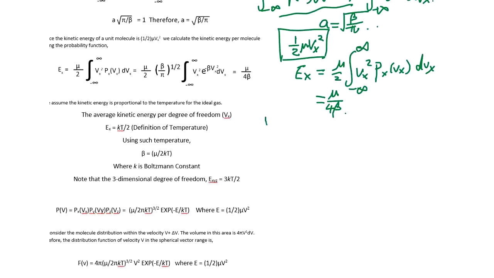And if you do it for Vy and Vz, you have 3 degrees of freedom. You have to multiply that many. Okay, so now beta becomes 1/2kT. Okay, now the energy for all the directions in total is 3kT/2. This energy equation.